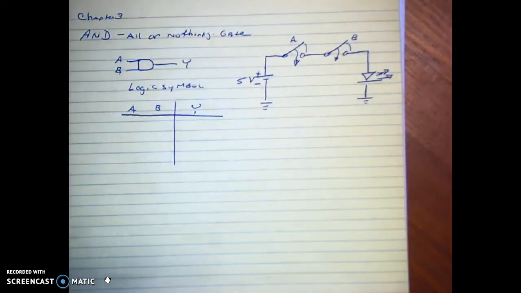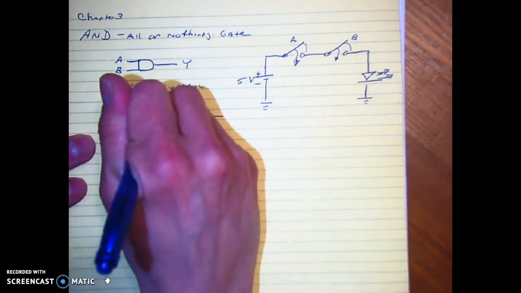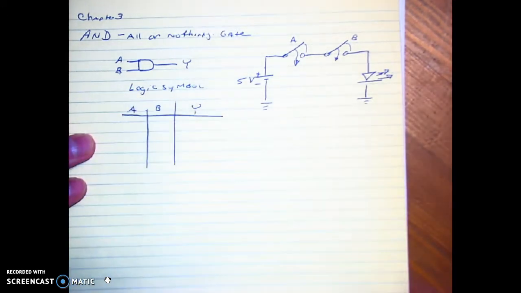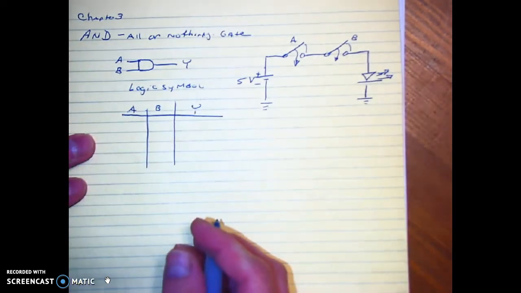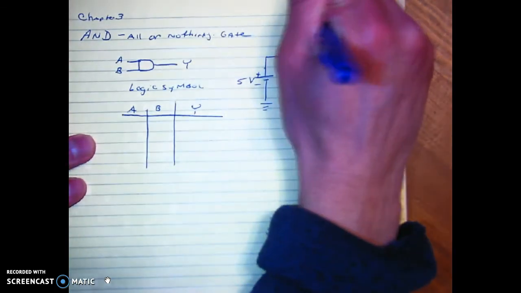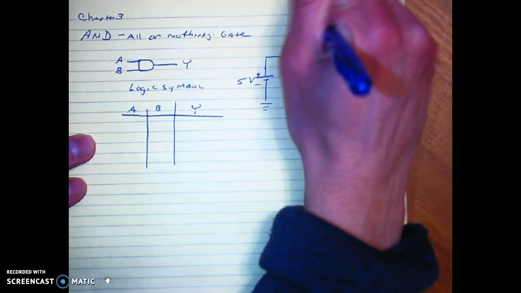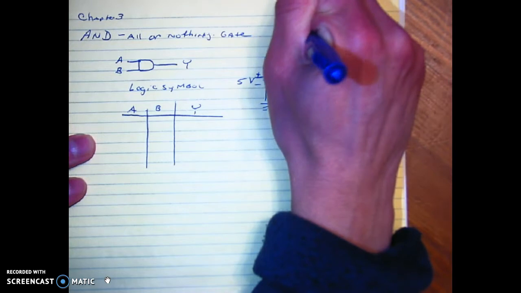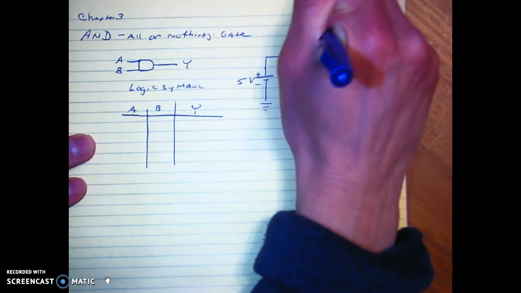I can't draw straight lines, so I'm going to try to draw this a little better. There we go. So basically, if we start putting in binary numbers in here, zeros and ones, remember a zero is equal to no voltage, and a 1 is equal to 5 volts.